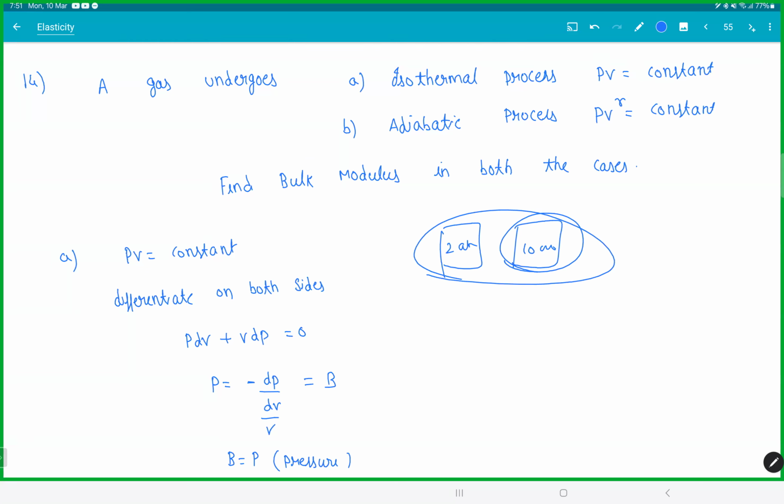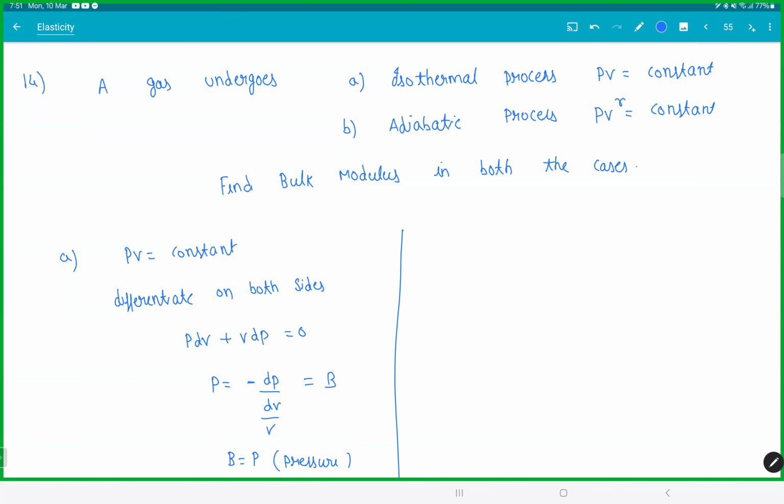Isn't that the meaning of bulk modulus? Higher the bulk modulus, more difficult to compress. So what this simply tells you is if your gas is at a higher pressure, it is more difficult to compress. Can you do the same thing for adiabatic? Get it? Same story, differentiate and try to get dP by dV by V term. This is a mains ka PYQ.